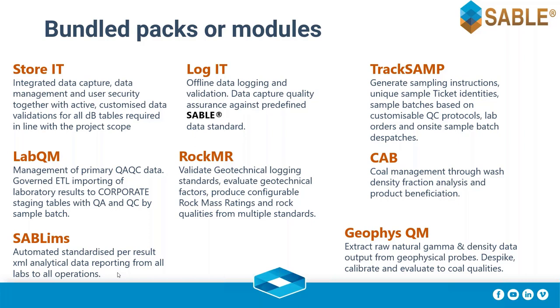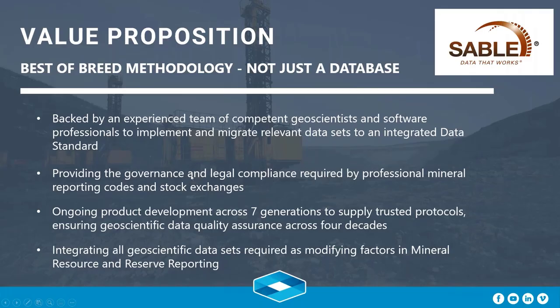So they then start the testing and inform us that they've received the batch, and then the testing continues. Once the batch is complete, they then update certain flags to inform us of the completion of the batch. And then there's also geophysics to extract raw natural gamma intensity data output from geophysical probes, including despiking, calibrating, and evaluation of the coal qualities. Just want to run through this now because of time.